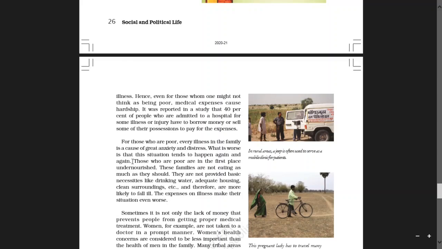Those who are poor are in the first place undernourished. So those who are poor are always in the first place undernourished. Undernourished means in bad health because of not having enough food or enough of the right type of food.